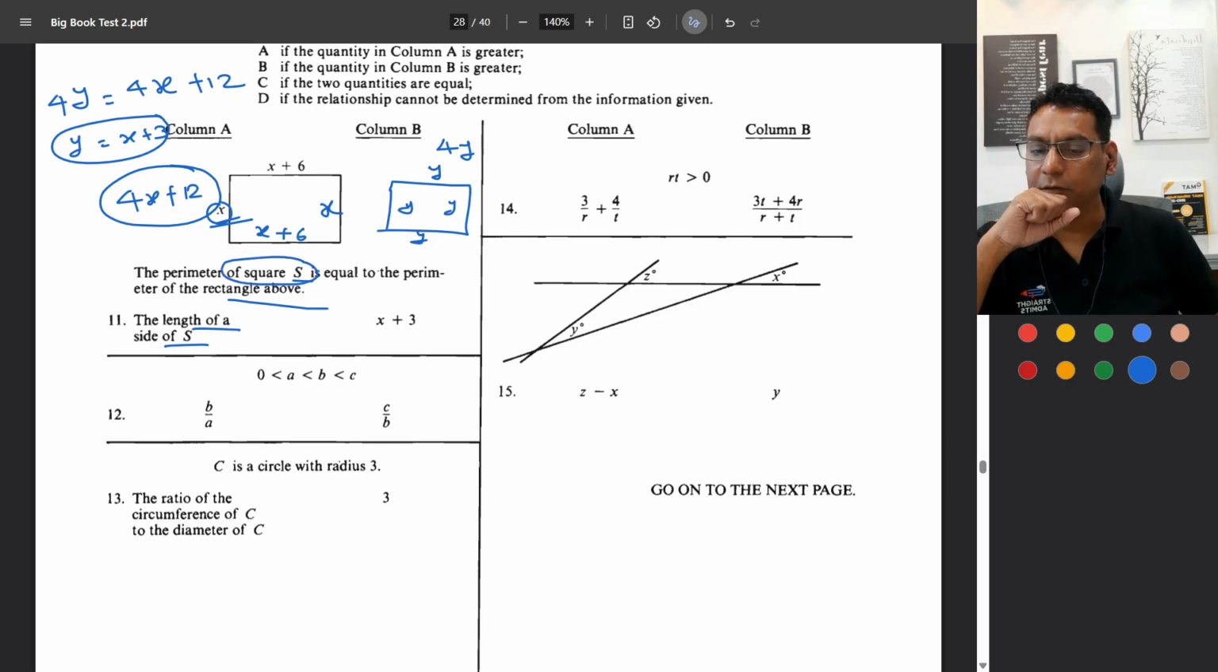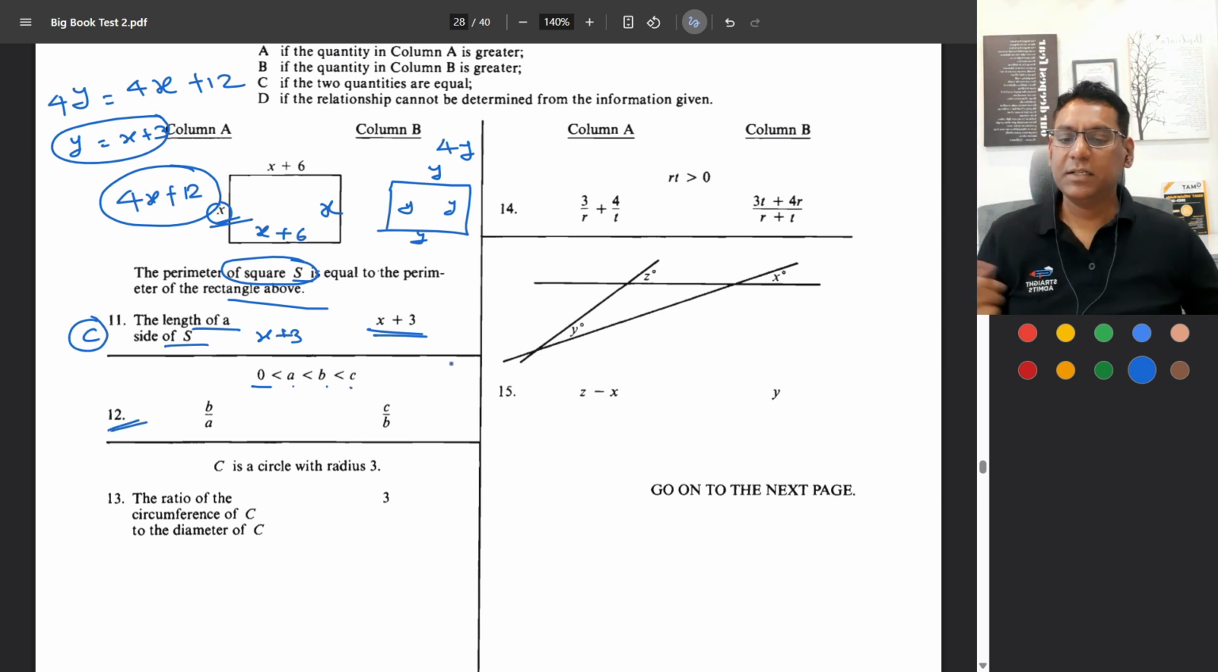Okay, what is the length of the square? That is x plus 3. We found that out, right? And here also x plus 3. Both quantities are the same. Answer choice C. Okay, question 12. 0, A, B, C. Right.